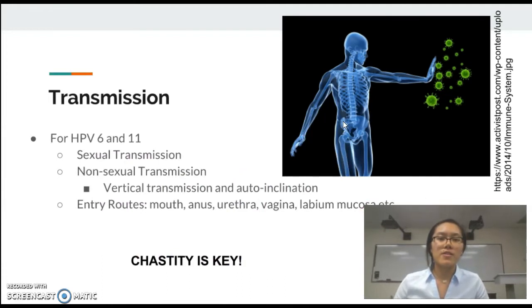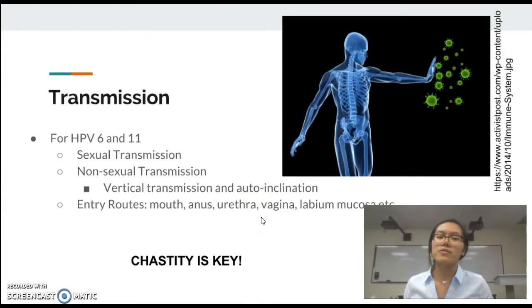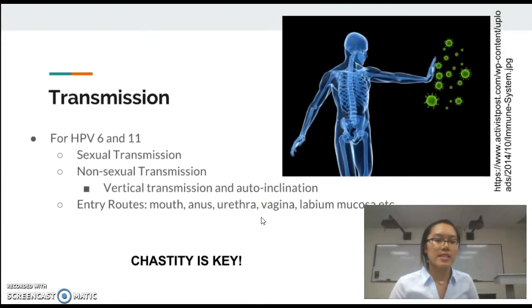For transmission, there are two main types. There is sexual transmission through the entry routes of mouth, anus, urethra, vagina, and labia mucosa, etc., just anal, oral, or vaginal sex. And non-sexual transmission, which is vertical transmission. Vertical transmission is when the mother has genital warts on her vagina and labia mucosa area, and when she gives birth to her child, the child will then contract the infection. And another route is autoinoculation, when a person is infected with the virus.